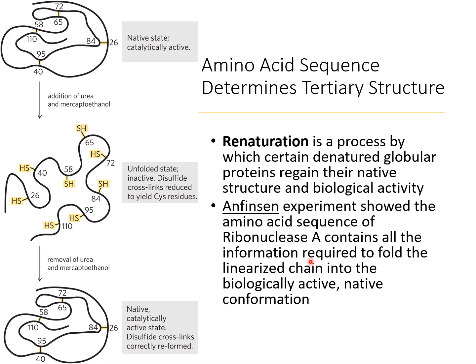We want to grasp how this was established through experimentation. In other words, amino acid sequence determines tertiary structure. So there is a very famous experiment called the Anfinsen experiment, which showed what we're saying right here, that amino acid sequence has the potential to dictate the refolding process. So in this case, Anfinsen worked with the protein ribonuclease A, and he concluded that its amino acid sequence contained all the information needed to refold this protein from its linearized chain form into its biologically active native conformation.